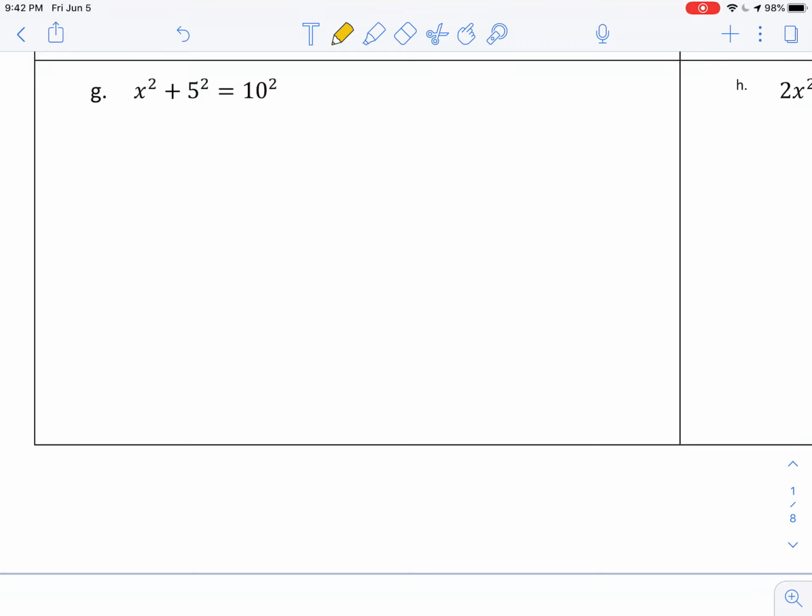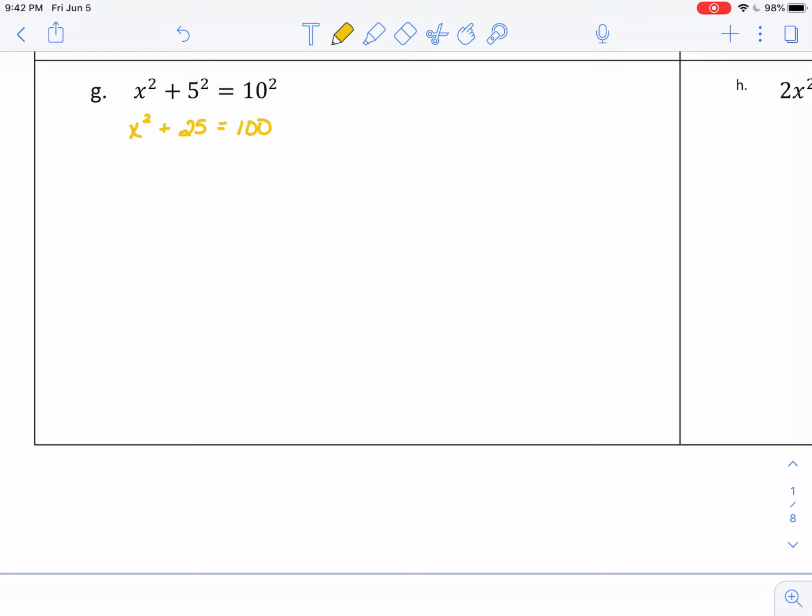So yes, we will have to solve by square roots because I have something being squared, but I don't have to deal with everything else being squared. I know what 5 squared is. Remember, squaring means to multiply something by itself. 5 times 5 is 25. So I'm going to go ahead and simplify those exponents and write them as just constants. So x squared plus 25 is equal to 100.